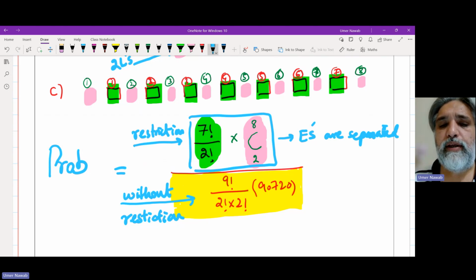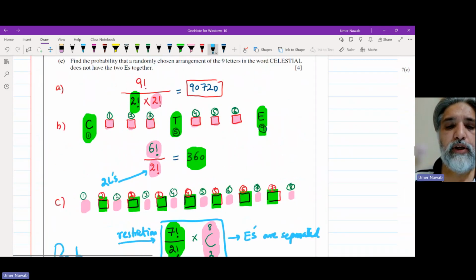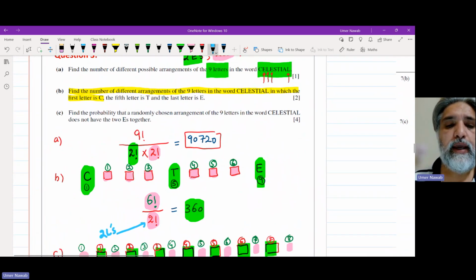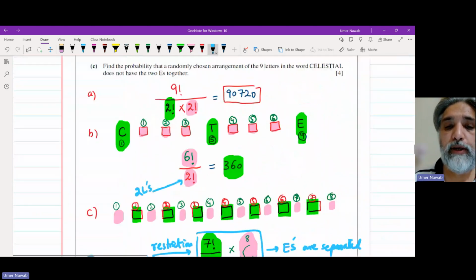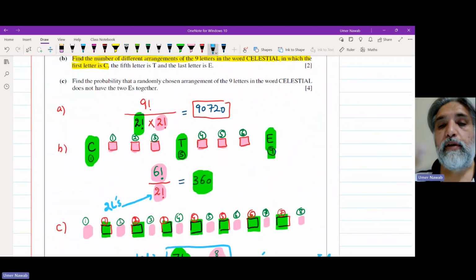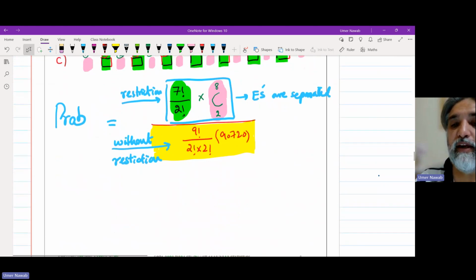Although we can go with the second technique, and in the second technique, guys, I can look into these 9 letters, and I want to make the E's separate. So I will use the complement way. You remember the complement way? Find the probability that the 2 E's are together, and then subtract it from 1. If you really want it, I may explain it to you here with a simple clue. This is method number 2.